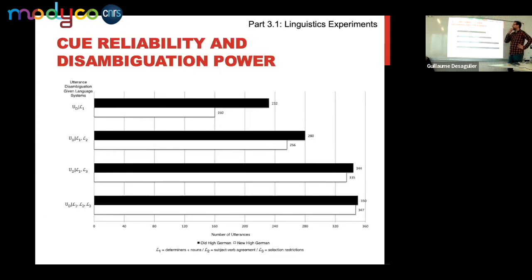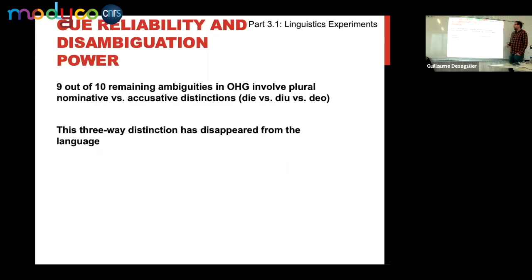Now, the interesting thing is that if you look at the top here, in black you see Old High German. If you look at these forms in isolation, of course, there were twice as many demonstratives as there are definite articles, so the Q reliability of the old system was better. But take into account all of the other cues that the German grammar offers you, and there is virtually no distinction anymore. So there was clearly some redundancy. And of all the remaining ambiguities in Old High German, they were plural distinctions. They all disappeared. Why? Because it doesn't really matter in the plural.